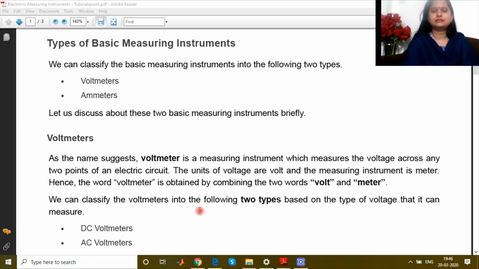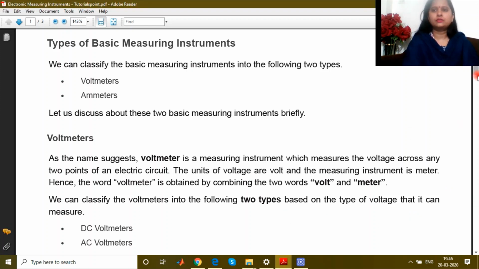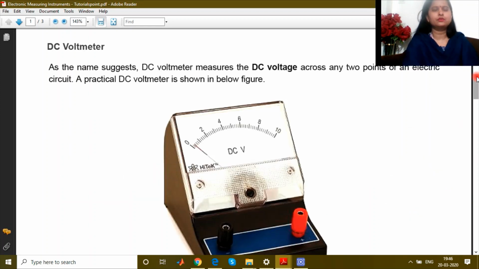So voltmeter is a device to measure the voltage in an electrical circuit, right? There are two types of voltmeter, AC voltmeter and DC voltmeter. This is a basic circuit diagram of a DC voltmeter. This is an analog DC voltmeter. As we can see over here, the range of this DC voltmeter is from 0 to 10. It means that this voltmeter can measure a voltage drop in any electrical circuit up to 10 volt.